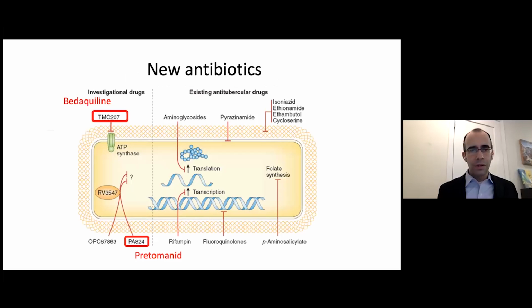On a good note, there are several new drugs now coming out. So bedaquiline and pretomanid are now FDA approved. Delamanid is not approved in the US, it's approved in Europe, but it also has made it through phase 3 trials, and there's more drugs coming. Now, these are currently given only for drug-resistant TB, and their role for drug-susceptible TB is yet to be determined.